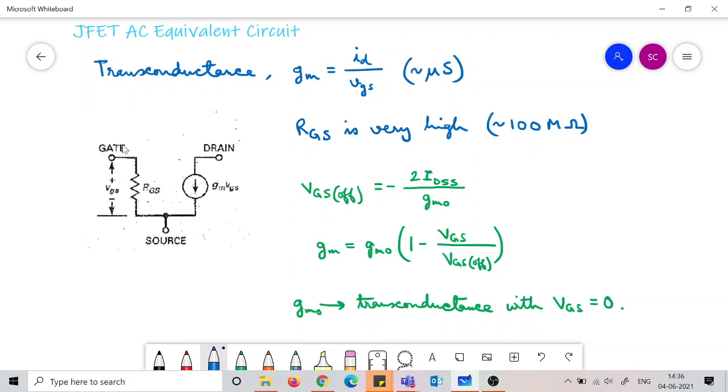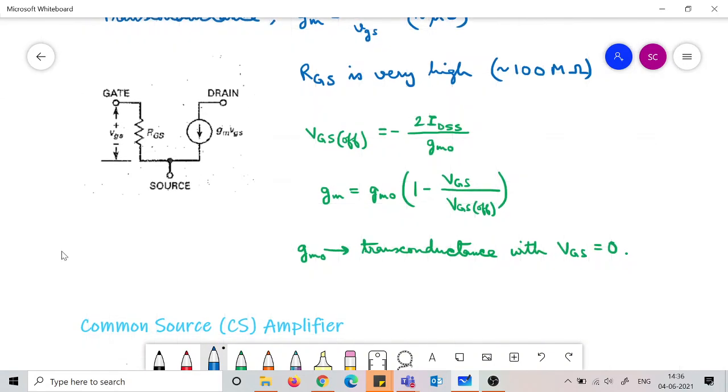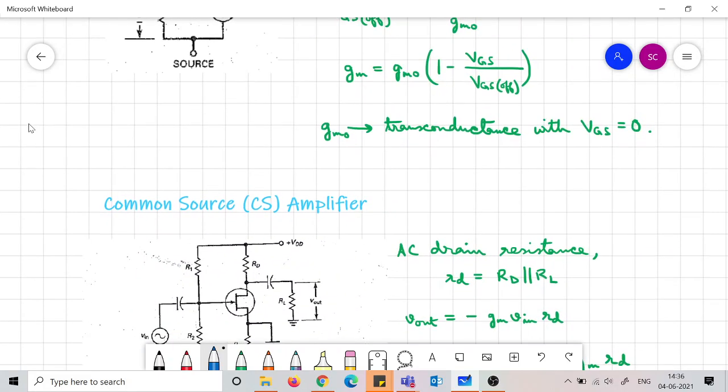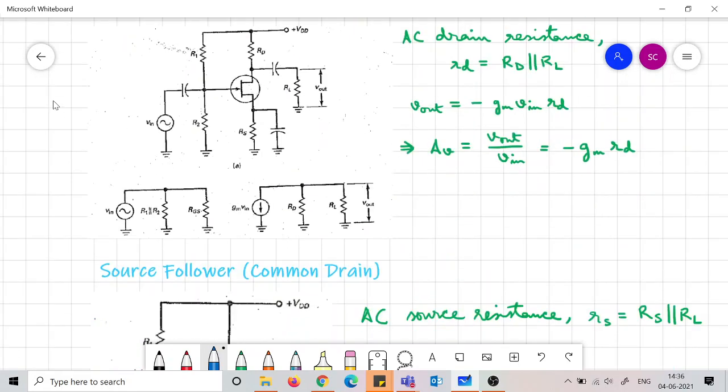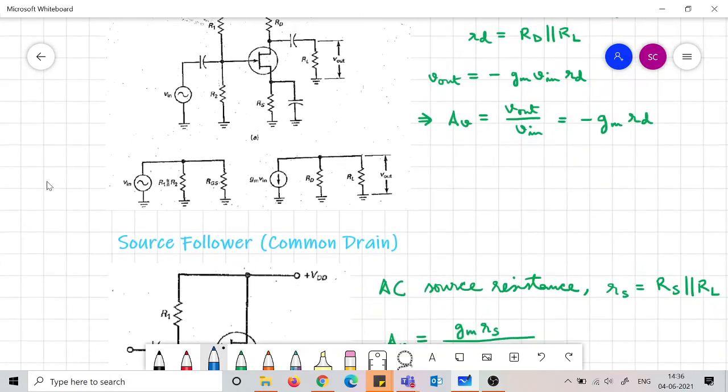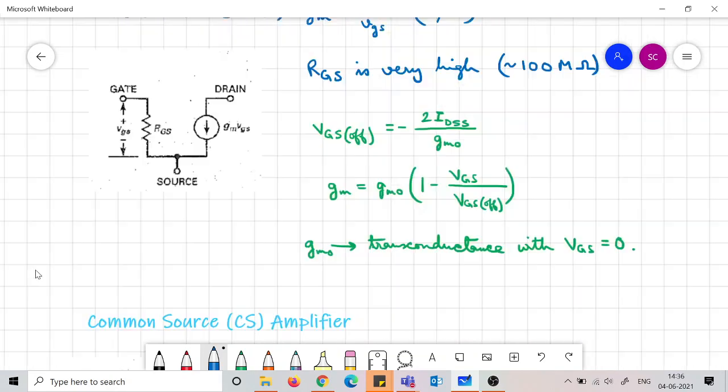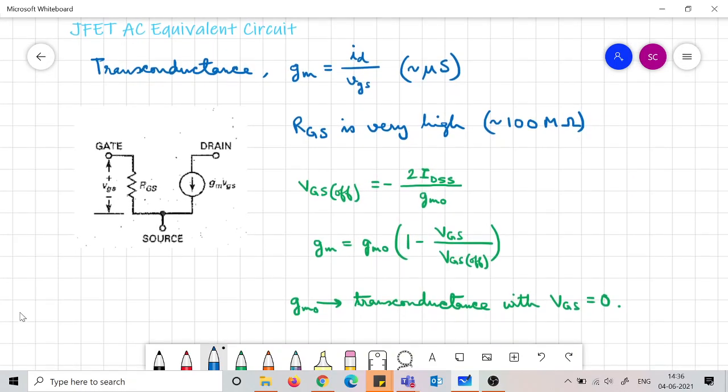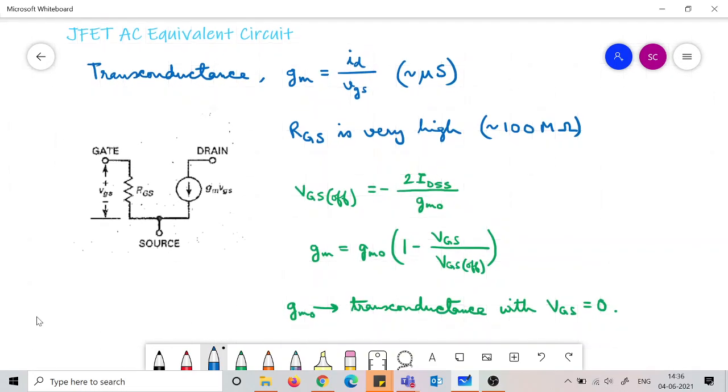So this is the AC JFET equivalent circuit that we will use in order to understand all these different amplifiers that we have. And here in the JFET discussion, you will see that we will not go much into derivation. Sometimes the derivation is very easy, very obvious, but sometimes it is not so obvious. So there we will state the results directly.